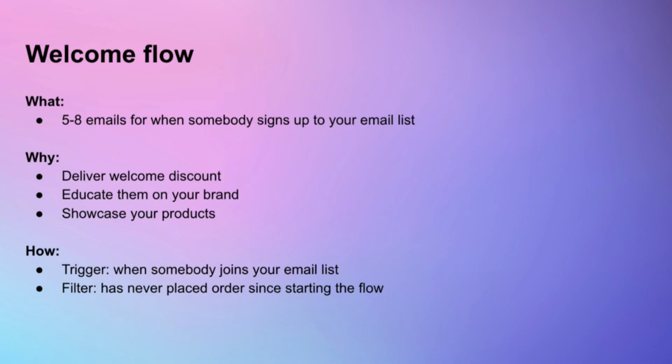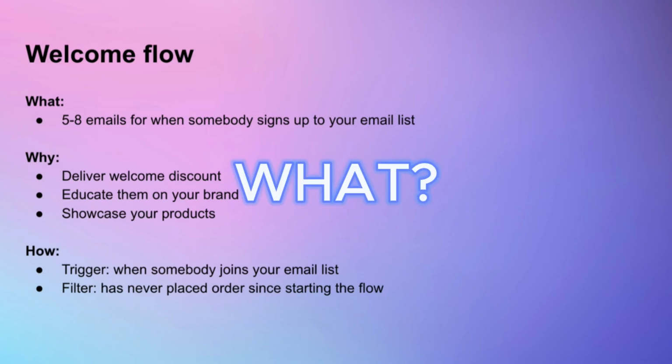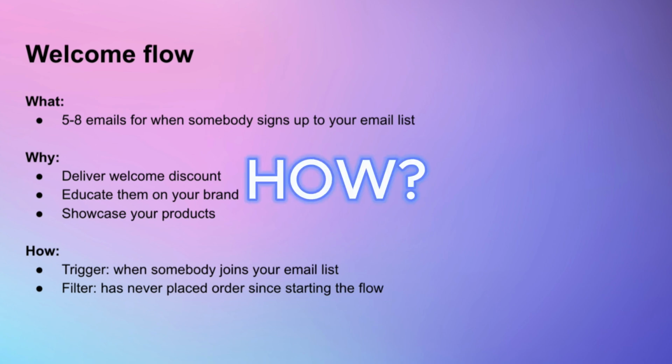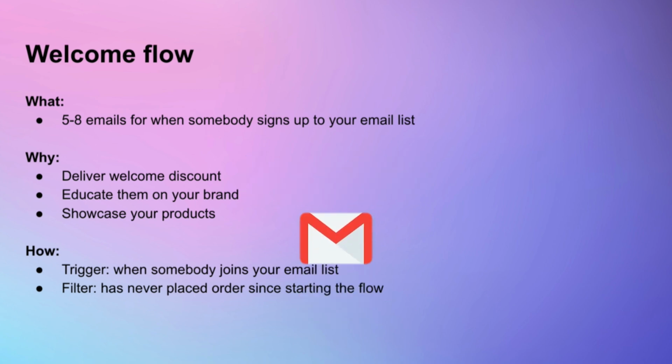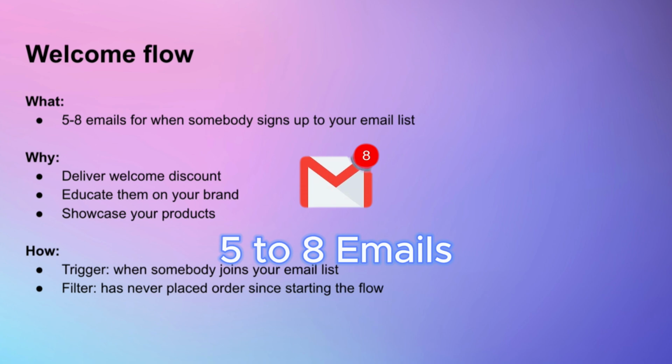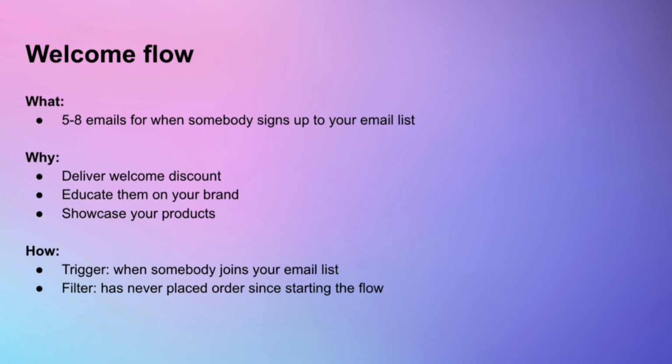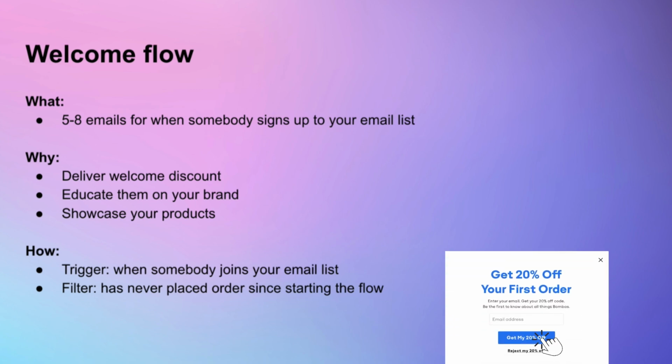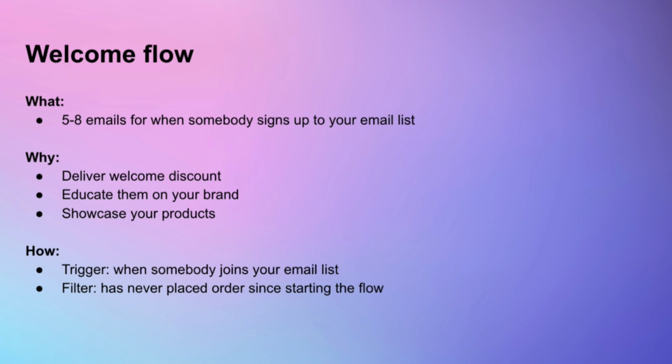This is an overview of the flow itself, so we're going to speak about what it is, why we have it, how it's set up. So what it is: you will have 5 to 8 emails for when somebody signs up to your email list. Let's say that you have a visitor that comes on your website, they see your pop-up form and they subscribe to this one. Automatically, they will enter into your welcome flow. Once they enter into your welcome flow, you want to have 5 to 8 emails that's sent to these people.